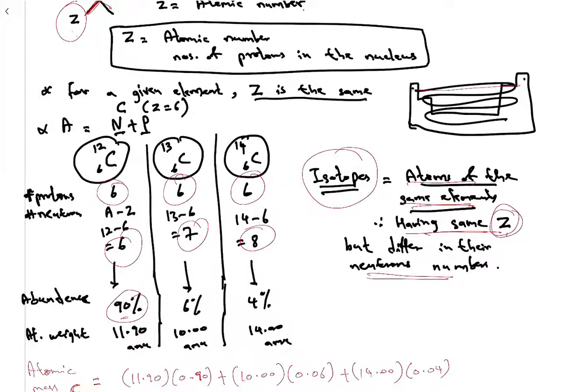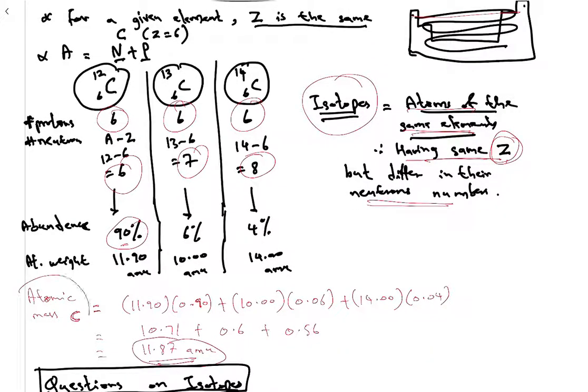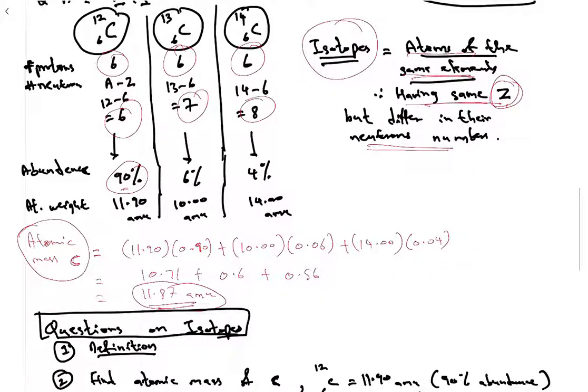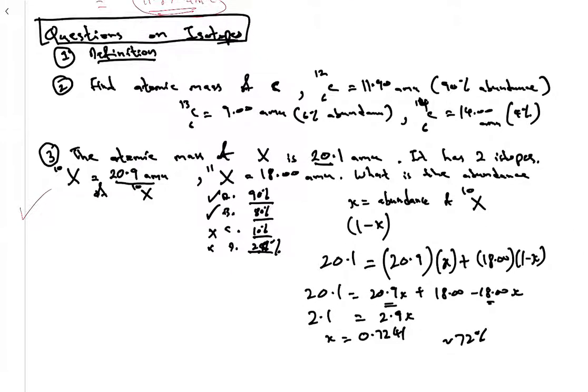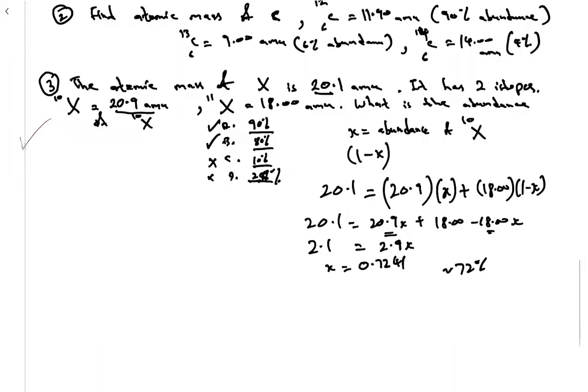We talked about how to calculate the atomic mass of any element, which is a weighted average of all its isotopes. We talked about various questions that can be asked of isotopes. I would prefer solving the abundance problem in terms of x and 1 minus x, and that will give you the exact number to choose from in the multiple choice question.